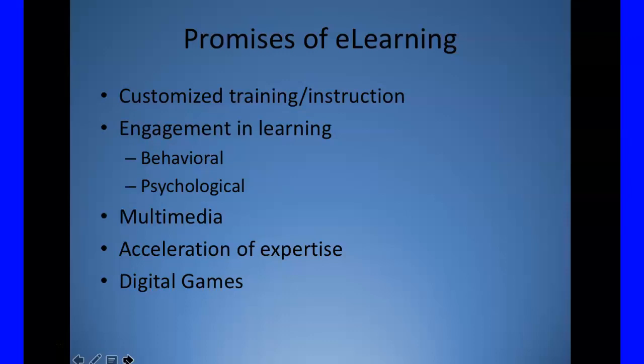Another promise of e-learning is the engagement, because we know all learning requires engagement, but in e-learning we have two types of engagement that happen. We have behavioral engagement, which means it's an overt action that a learner takes during instruction. So some of this is you pressing the forward arrow, typing an answer, clicking an option, or doing different things that require interaction on the part of the learner. Psychological engagement means the cognitive processing of the content in a way that helps the learner acquire new skills and new knowledge.